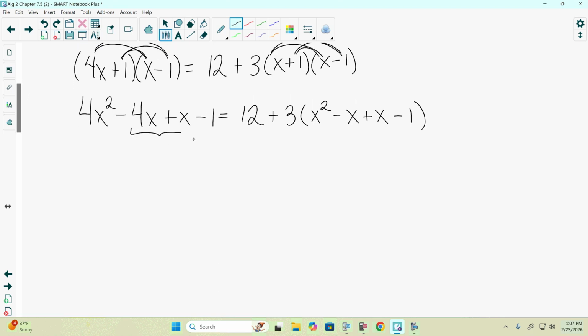Now at this point here, we can combine like terms. Our negative 4x plus x is going to be 3x. So we get 4x squared minus 3x minus 1 on the left-hand side. On the right-hand side, we still have the 12. And if we combine the like terms inside our parentheses, our negative x plus x is going to become 0. They cancel out.